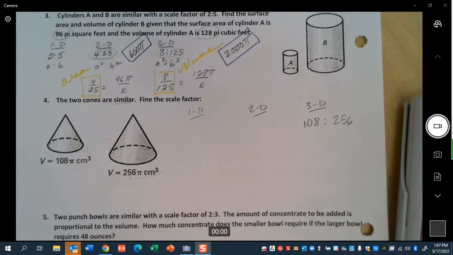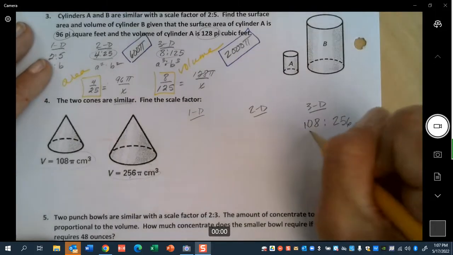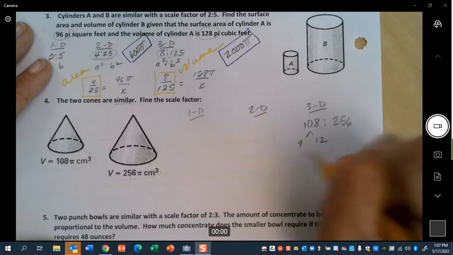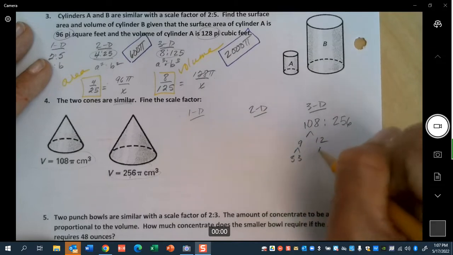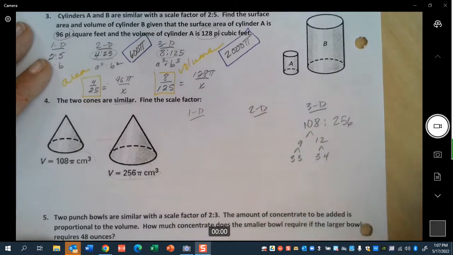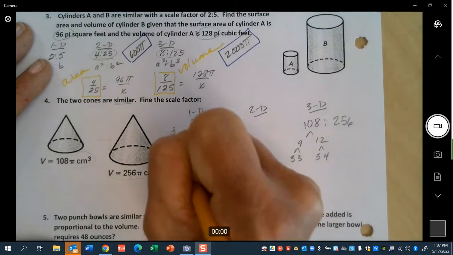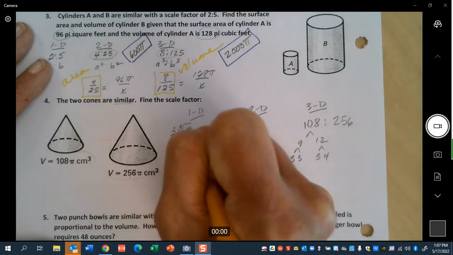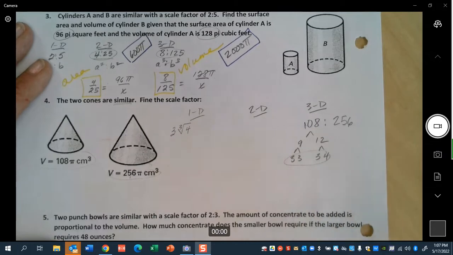When I talk about 108, I know for sure, I'm thinking that's 9 and 12, right? 108 is 9 times 12, 9 is 3 and 3, 12 is 3 and 4. So the cube root is going to be 3 times the cube root of 4. I need 3 to come out and simplify.